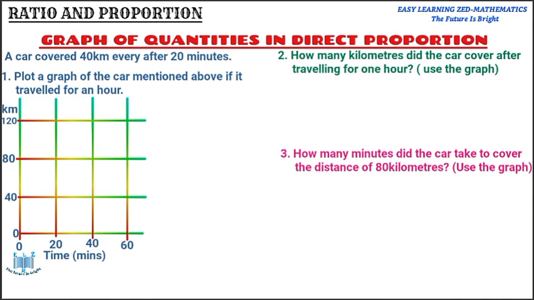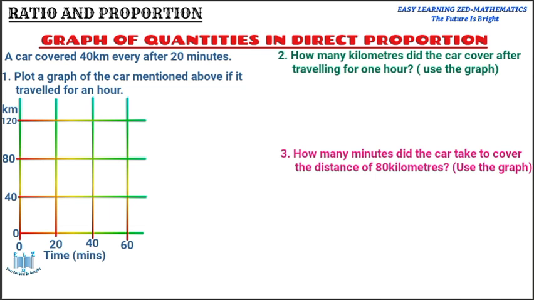Now I've taken note that the car was covering 40 kilometers. That's why I've set my intervals in distance as a difference of 40 kilometers. In distance the intervals are in 40, and in time the interval is 20 minutes. Now once I've drawn it like that, I need to plot the graph.